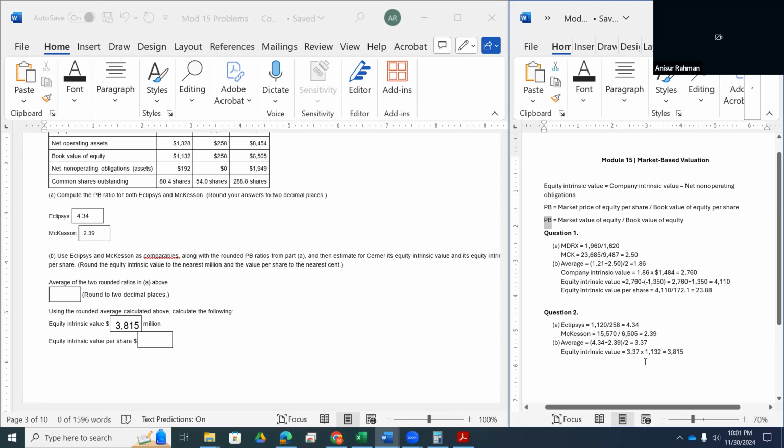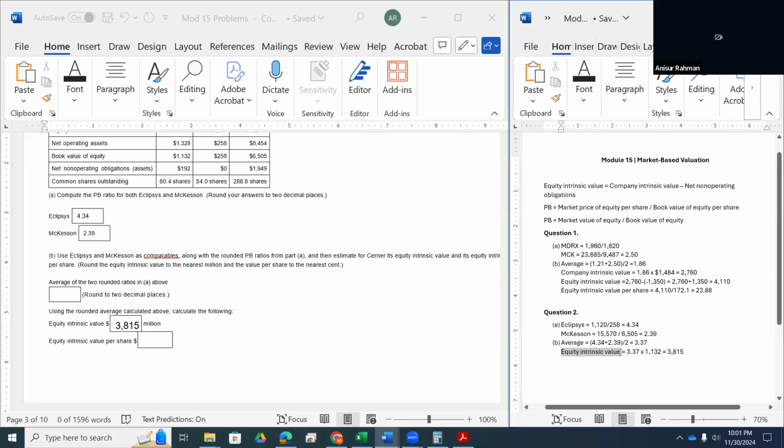So when you found out the average PB is 3.37, that basically means if the book value of equity is $1, that is worth $3.37 in the market. So that is why you take this number, multiply by the total book value of equity. And that gives us the equity intrinsic value.